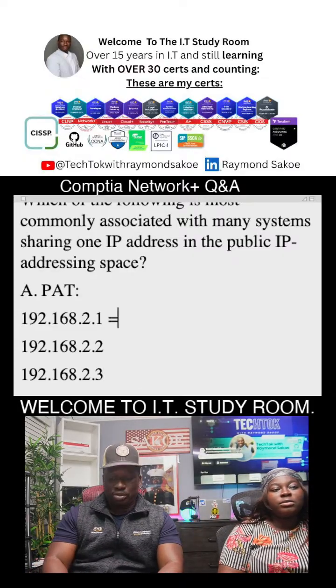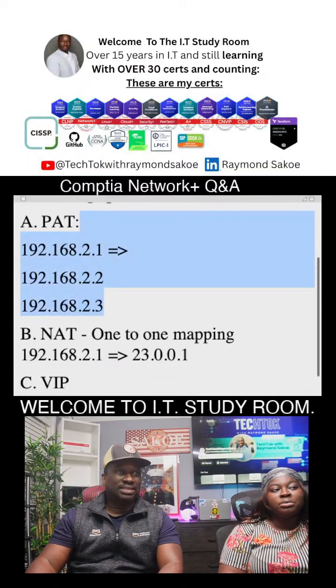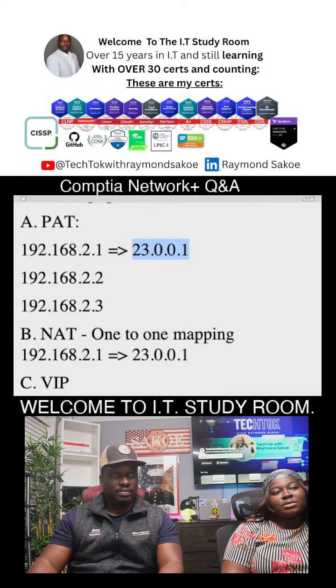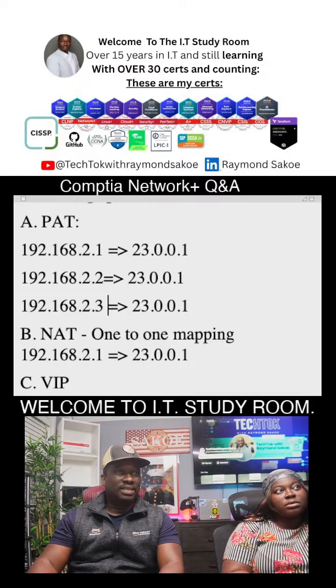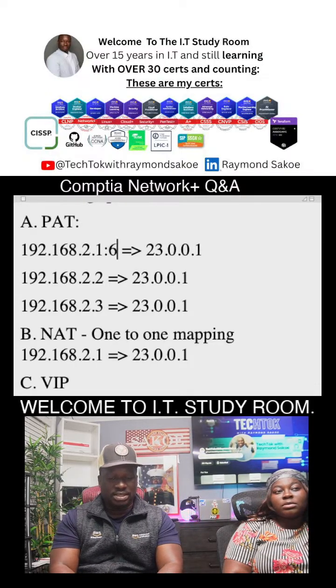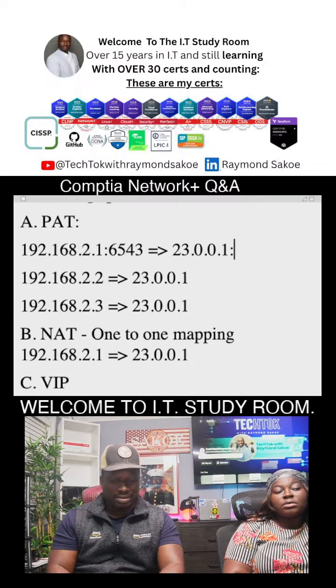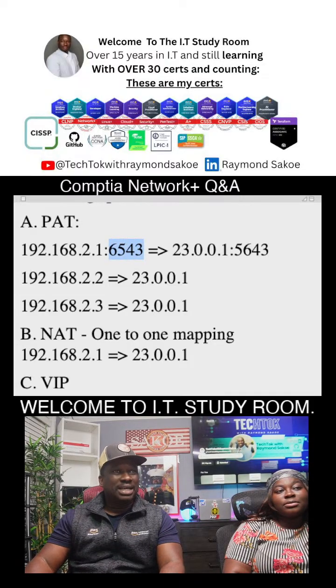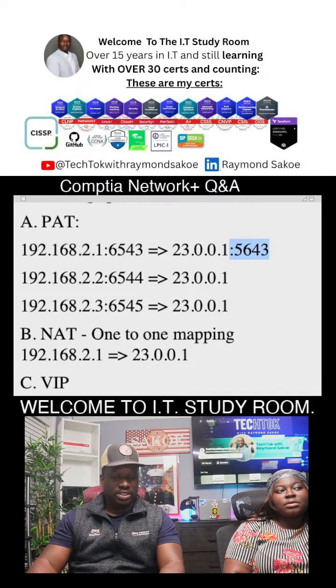It's going to map the devices to the public IP. So these are the devices, and they map to this public IP here, 23. However, this wouldn't work. So what PAT, port address translation, does is map it to a specific port, 6543, which would map to, I don't know, 5643. So now the port numbers are unique for every single device that is accessing the internet. So that will be 4, that will be 5, and then this one will also change, let's do 4 and let's do 5.